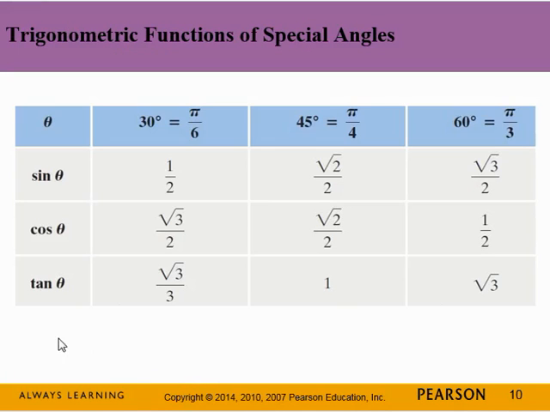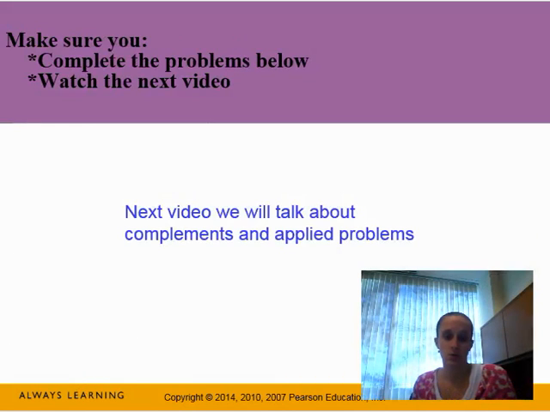Here are some trig functions that you should remember. I would copy these down again. So you have sine theta. If it's 30 degrees, it's going to be 1/2. If it's 45, it's square root of 2 over 2. And if it's 60, it's square root of 3 over 2. Write these ones down. And then you want to complete the problems below. And we'll watch the next video about complements and applied problems.